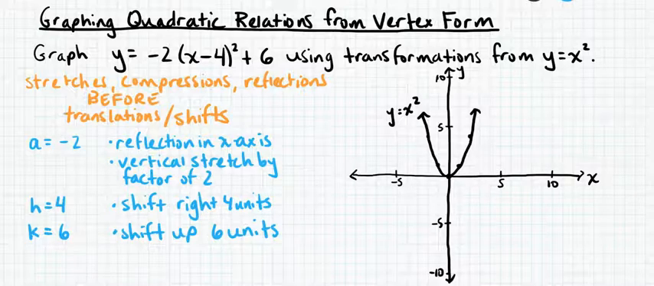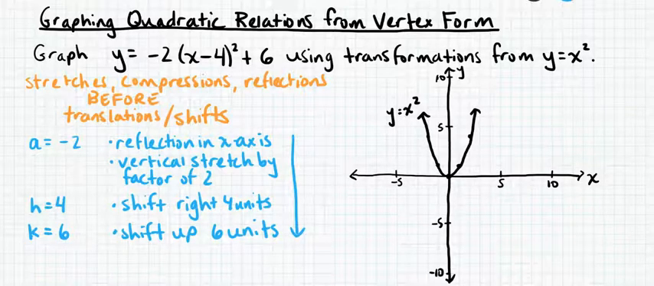So what I'm going to do is basically follow through this list of transformations in this order for each of the 5 key points that I've graphed for y equals x squared. If I do that, I should end up with the 5 image points that will give me the graph of the relation that I want here. So I'm going to start in the middle with the vertex at (0, 0).